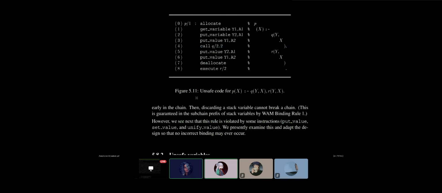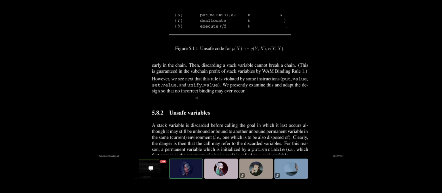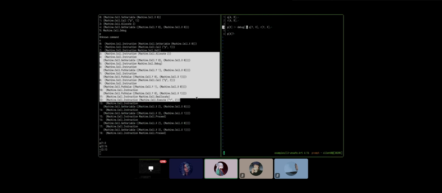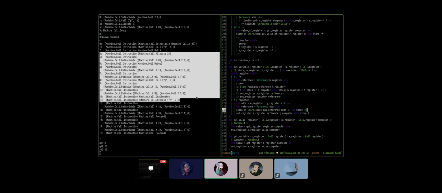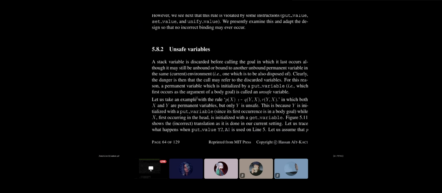Man, can you scroll down a little bit? And can you go to the evaluator and let me see the implementation of put value? I have a theory, but let's read the book. If my theory is right, I'm gonna rant. We see next that this rule is violated by some instructions. We presently examine this and adapt the design so that no incorrect binding may ever occur.